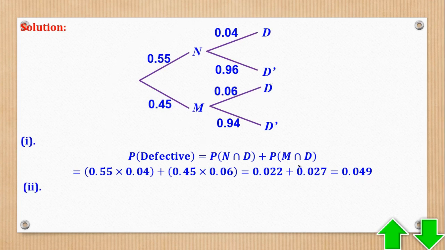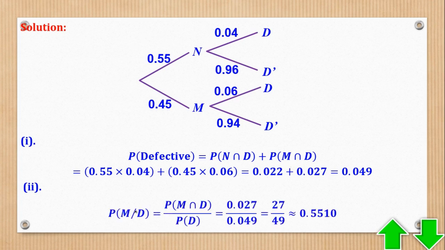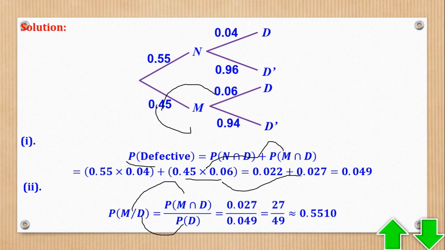Then part B, Motorola given defective, it is a conditional probability, M given D, meaning that the numerator will be the intersection, and the denominator will be the probability of D, which you have got here. So the intersection will be this times this, which was already got here. Remember, this one corresponds to this, and simplifies to this. That is why I'm writing here 0.027.